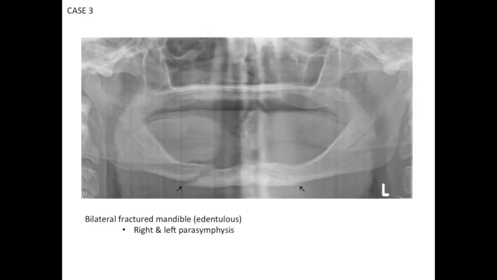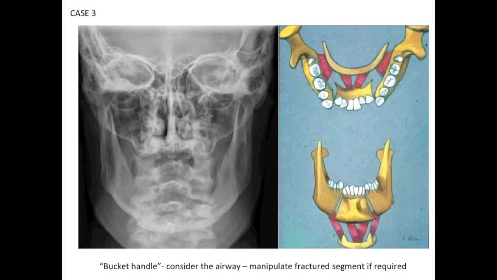This case shows a bilateral edentulous fractured mandible. Although it is edentulous, it is not atrophic, as the bone height appears to be in excess of 10 mm. This is a PA mandible of the same patient. This type of fracture is sometimes described as a bucket handle fracture.